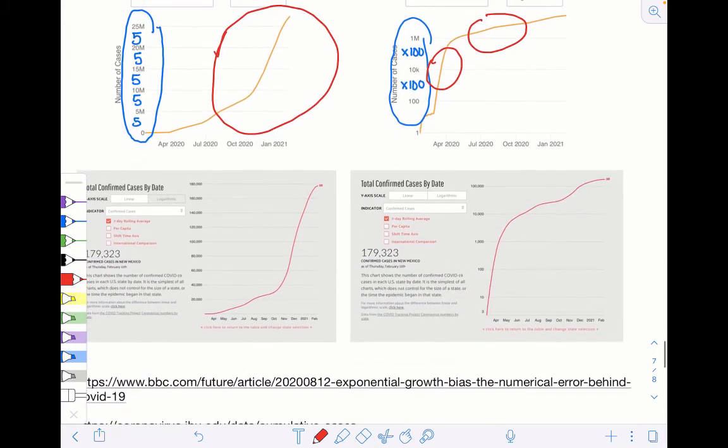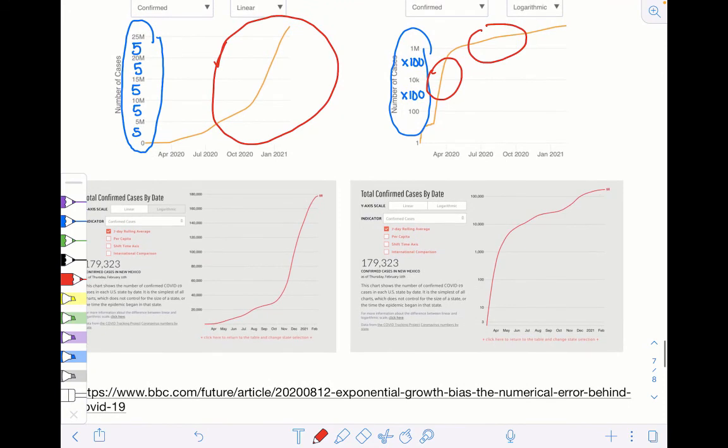I also have another graph down here, which is basically the same thing. It's the exact same data. It's just one is presented with the traditional linear scale, and another is presented with the logarithmic scale.